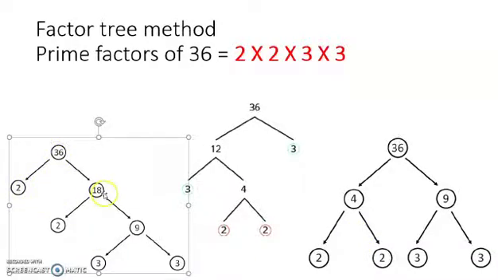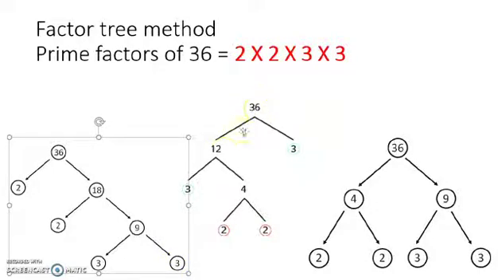2 into 18 is 36. 2 is a prime number, so we'll leave it there. Now 18 can be broken. 2 into 9 is 18. So 2 is a prime, we'll leave it, but 9 can be broken. So 9 is 3 into 3. So the prime factors of 36 are 2 multiplied by 2 multiplied by 3 multiplied by 3. So we have written it here, 2 times 2 and 2 times 3.